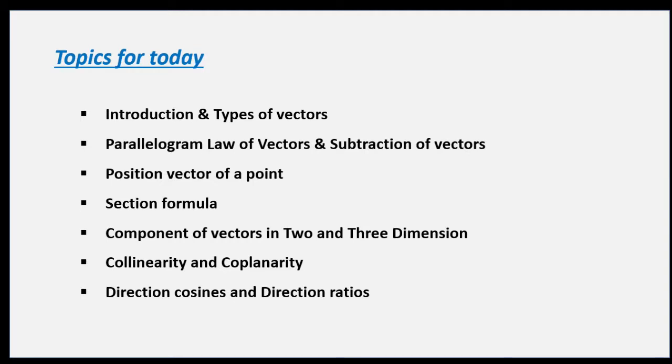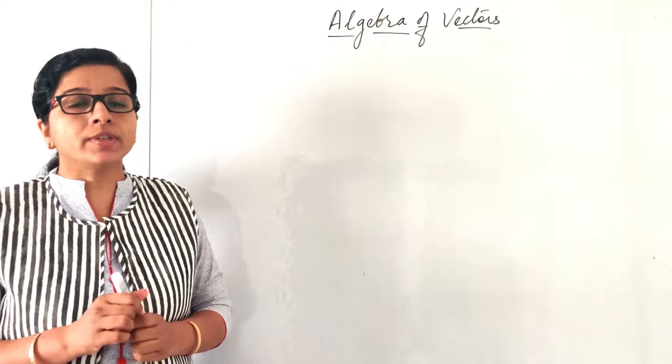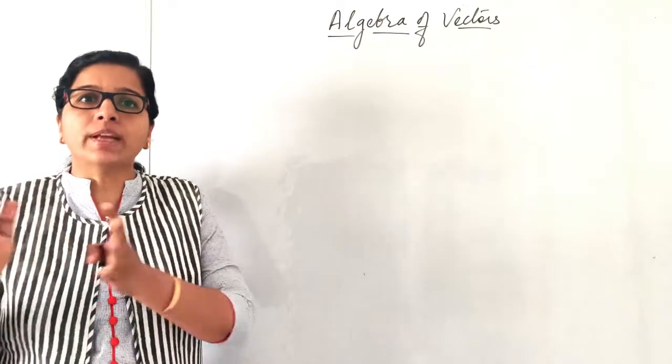Topics for today: introduction and types of vectors, parallelogram law of vectors and subtraction of vectors, position vector of a point, section formula, components of a vector in 2 and 3 dimensions, collinearity and coplanarity of vectors, direction cosines and direction ratios. In physical quantities we have two types of quantities.